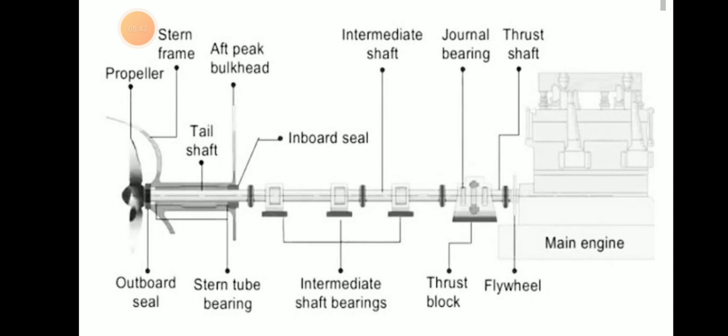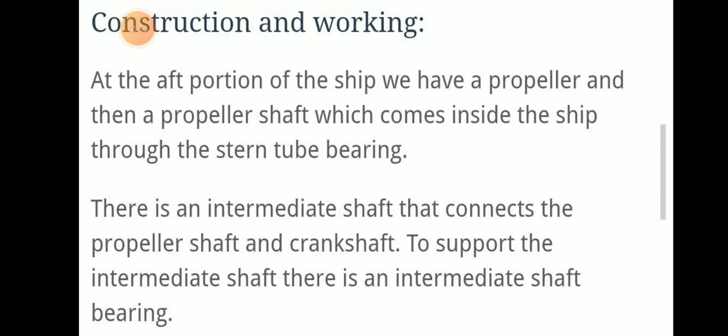Then we can see the intermediate bearing, the intermediate shaft and journal bearings, the thrust shaft, the thrust block, and the flywheel, and after the main engine we can see the flywheel and main engine. Okay, what are the construction and working?